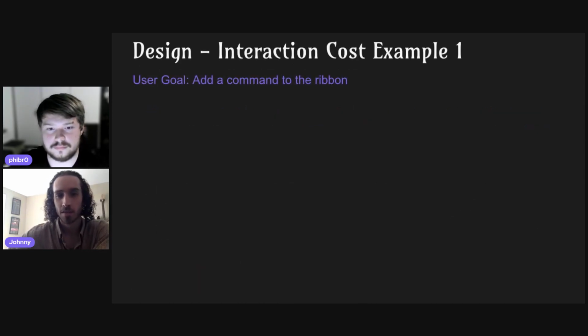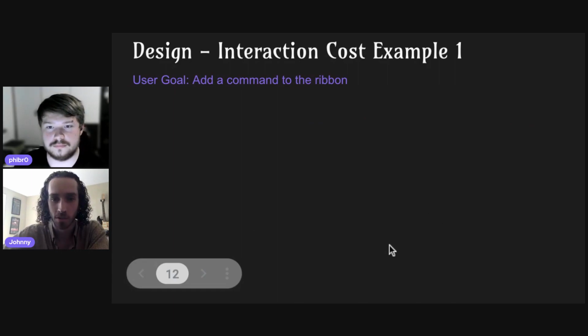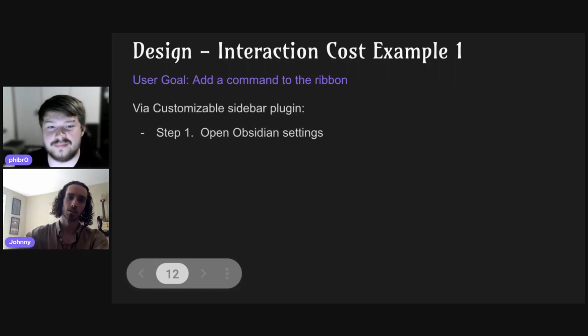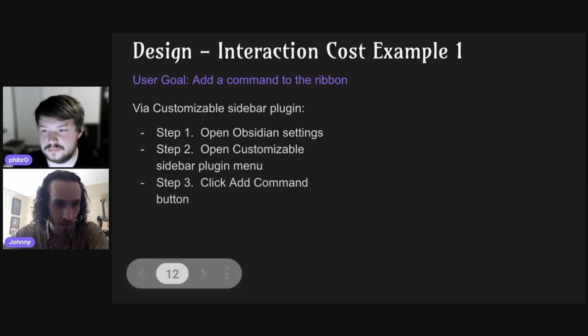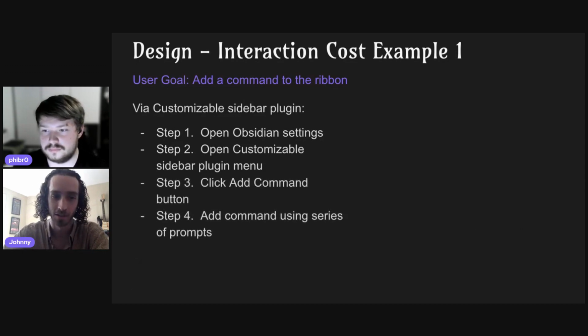Okay, in this first example, the goal of the user is to add a command to the ribbon. And previously with Philip's customizable sidebar plugin, what that would look like is you would open Obsidian settings menu, and you'd open the customizable sidebar plugin menu. I should note that you open the menu and then you have to do a visual scan of the menu items to find your plugin settings menu. And then the same process happens when you open the customizable sidebar menu plugin. You have to do a scan of the interface to find where that add command button is. And then you would click the add command button and add the command using a series of prompts.